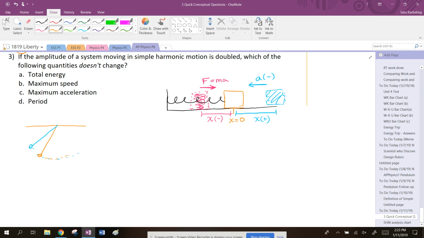And then talk about the maximum acceleration. What do you think about the maximum acceleration? You didn't choose that one. What's acceleration? Change in speed.